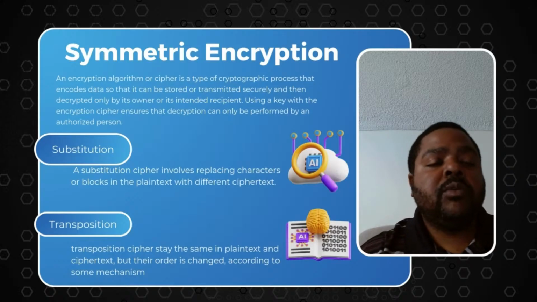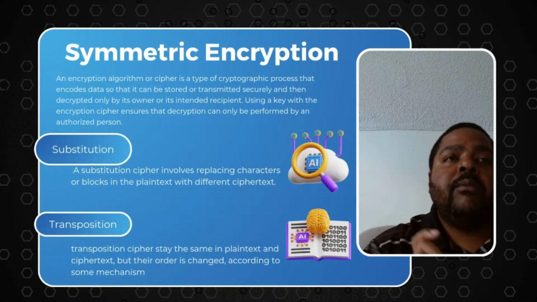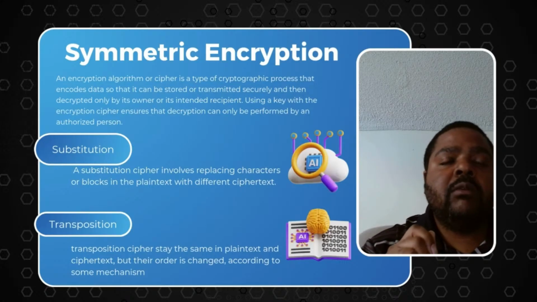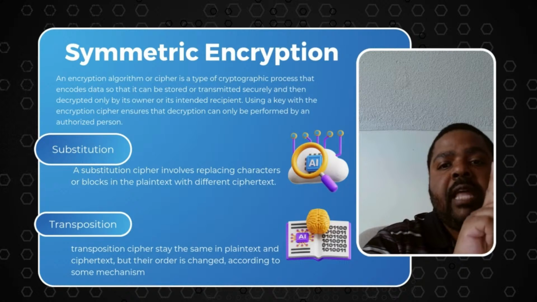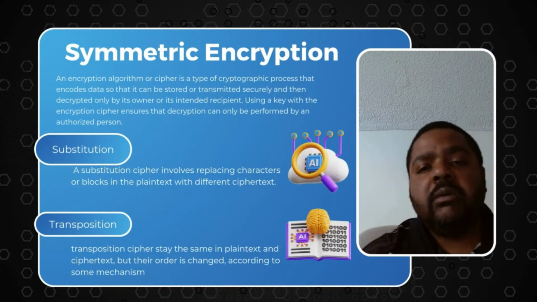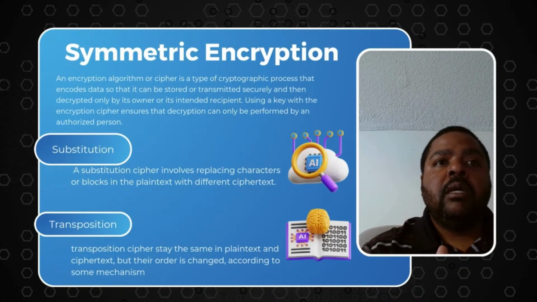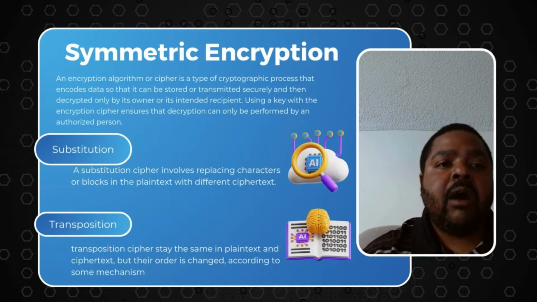Whereas with transposition, we're going to say A plus B equals C, and we're going to use a transposition algorithm where they're just going to shift that A to the B and shift the B to the A, but it still equals C. Okay, so I hope that was a good breakdown of how we're using symmetric encryption.